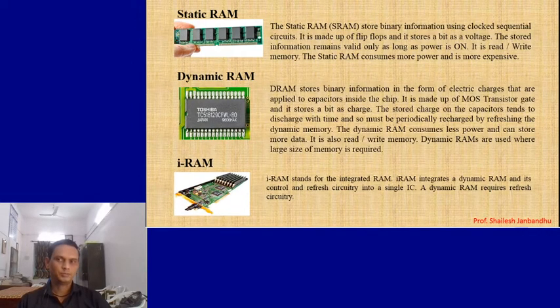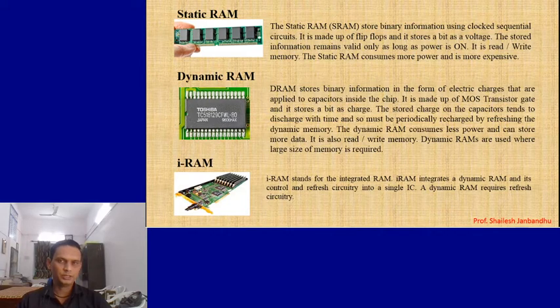RAM has three types according to their size and functionality. The first one is static RAM. Static RAM stores the binary information in a clocked sequential circuit. It is made up of flip-flops and stores each bit as voltage. The stored information remains valid only as long as the power is on, and if the power is off, all the information will be destroyed. It is a read and write memory. That means we can write to it and we can read from it.